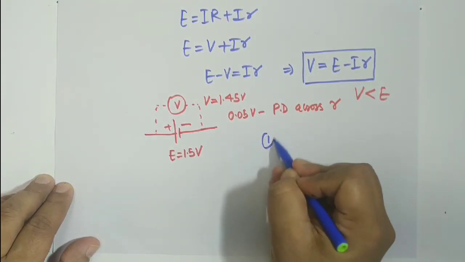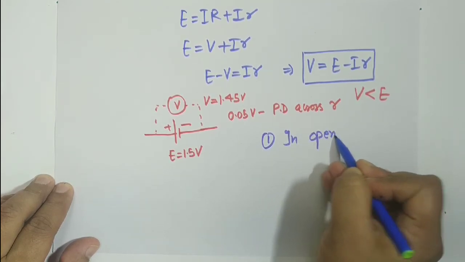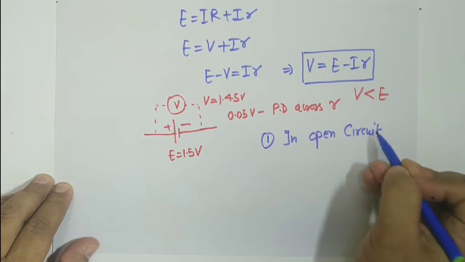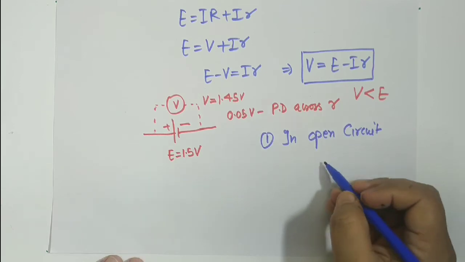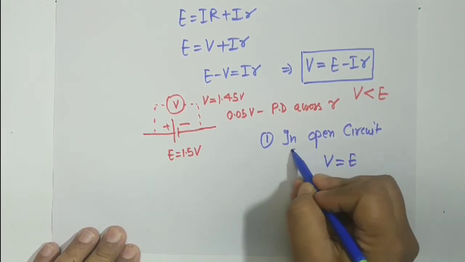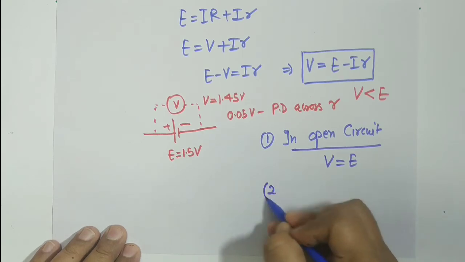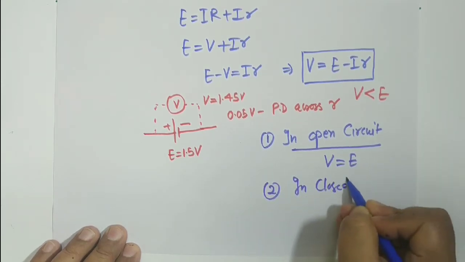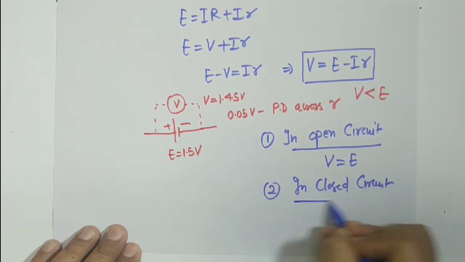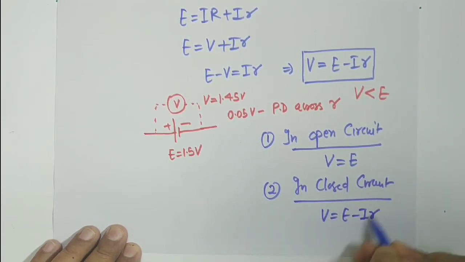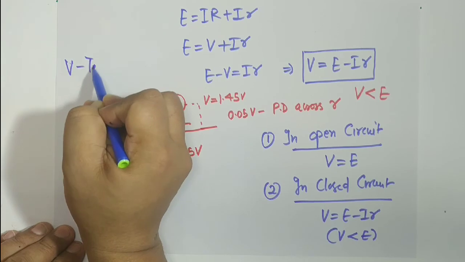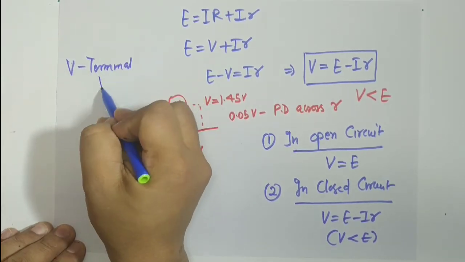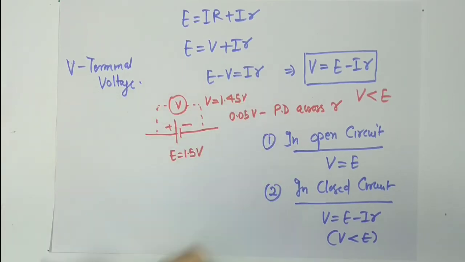And there are certain cases. One is that in open circuit, if the circuit is open, the value of V is equal to what? E. So remember, the value of V is E in open circuit, there will be no current. And then in closed circuit, you have seen here that V is E minus Ir. Here V is less than E. So this is the difference, and V is also known as terminal voltage. Remember, V is also known as what? Terminal voltage.